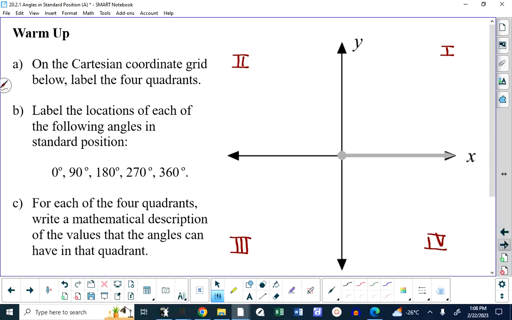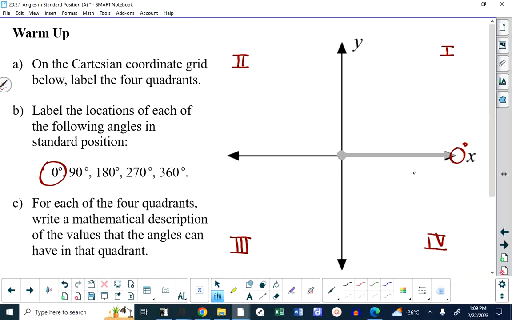What else are we asked? Label the locations of each of the following angles in standard position. So we're not going to draw the terminal arms and the initial arms because this diagram is going to show lots of angles. But that gray line that I have there is an initial arm. If I were to take that initial arm and rotate it counterclockwise 0 degrees, it's done, right? It's there. What that means is where that arm points is 0 degrees. This is the location of 0 degrees on the coordinate grid.